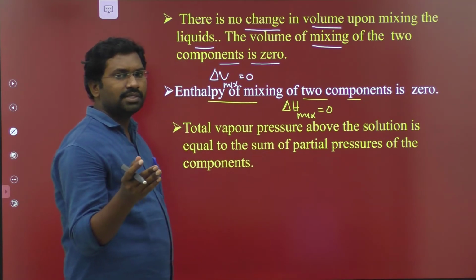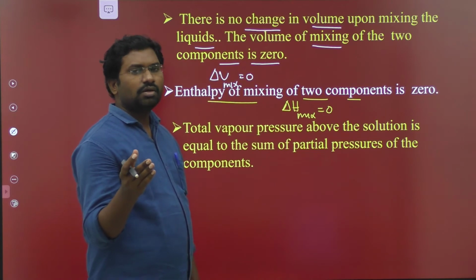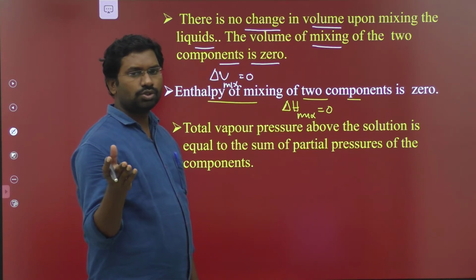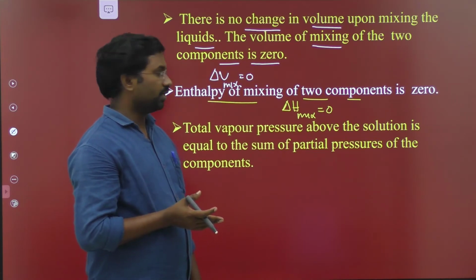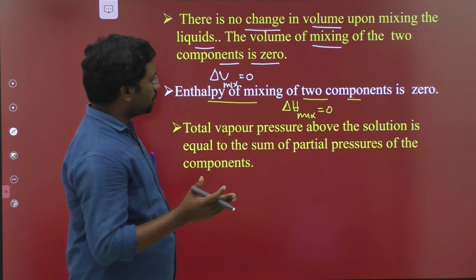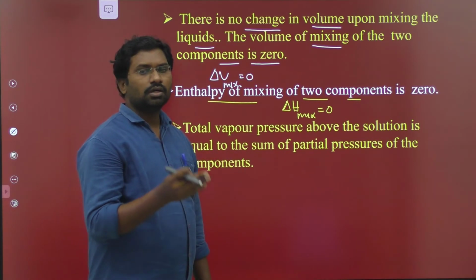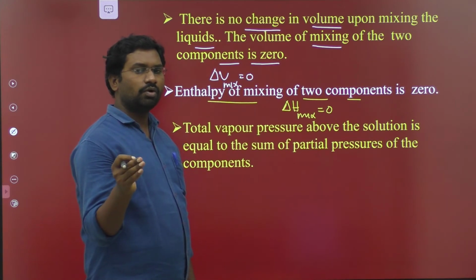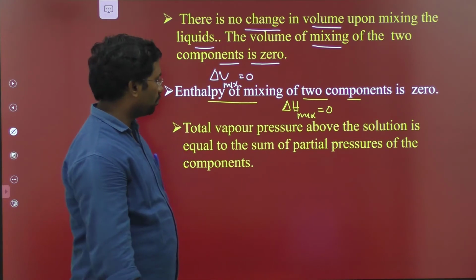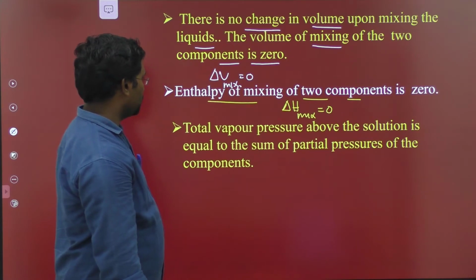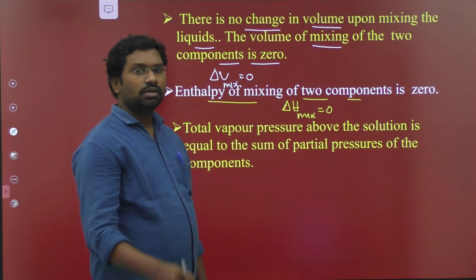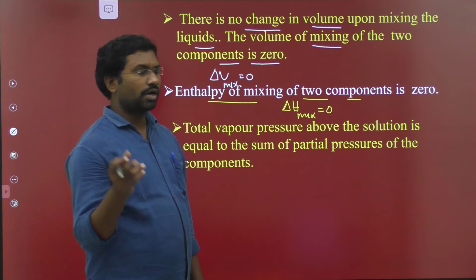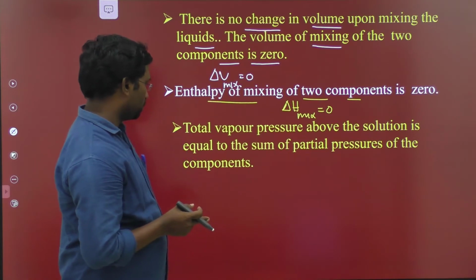Generally delta H means the change in the enthalpy when a solution is formed by two components. If delta H mix is equal to 0, that means the amount of heat absorbed and the amount of heat evolved are the same. Therefore delta H mix is equal to 0. That is another condition for the general characteristics of an ideal solution.